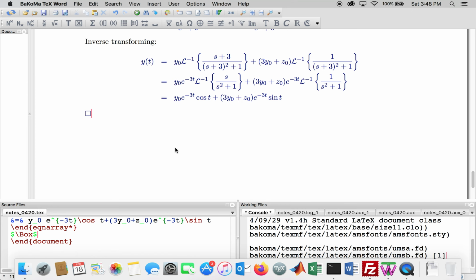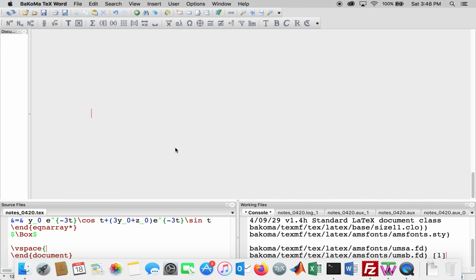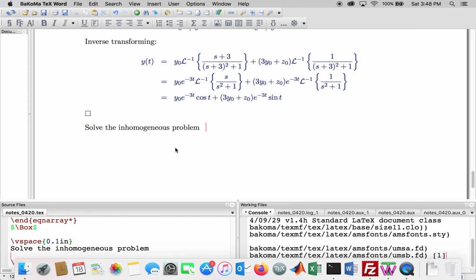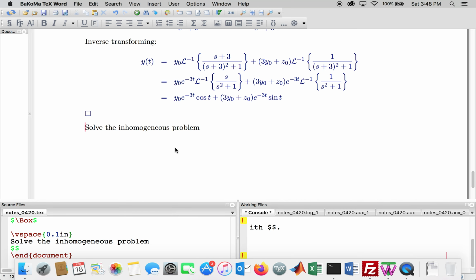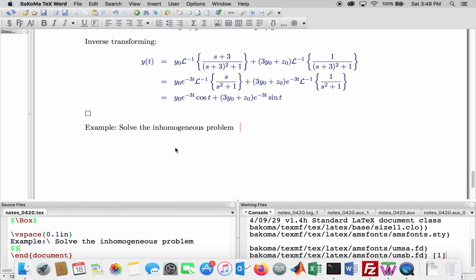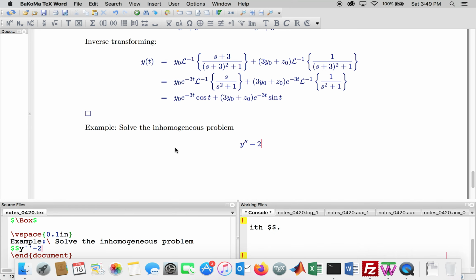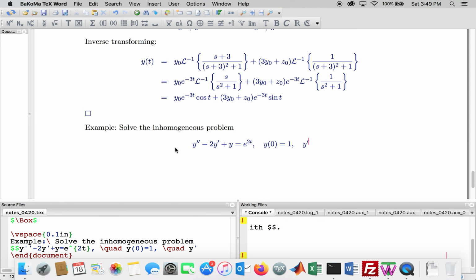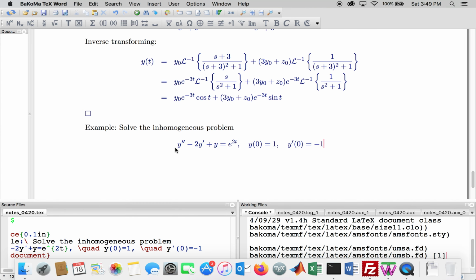And I have one more. This one's going to be an inhomogeneous problem. So I have y double prime minus 2y prime plus y is equal to e to the 2t, and initial conditions y of 0 equal 1, y prime of 0 equal minus 1.